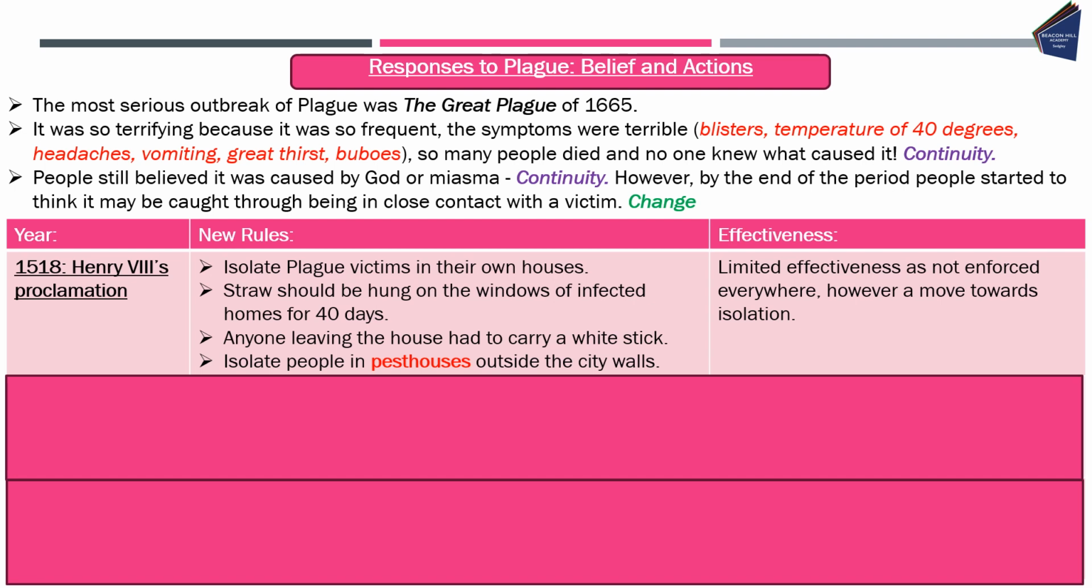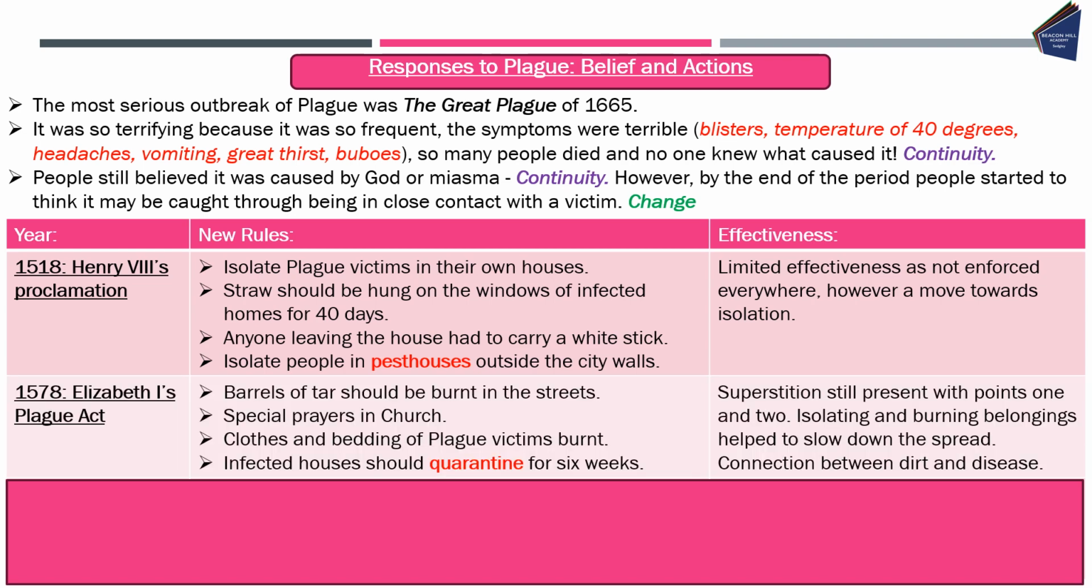In terms of effectiveness, it does have limited effectiveness as it wasn't enforced everywhere, but it is definitely, as I say, this move towards isolation and measures that are going to help the population. We then see Henry's daughter Elizabeth introduce her Plague Act in 1578, and she introduces a few things. So barrels of tar being burnt in the street, obviously that isn't going to play a major part in improving conditions. This was because of the belief in miasma.